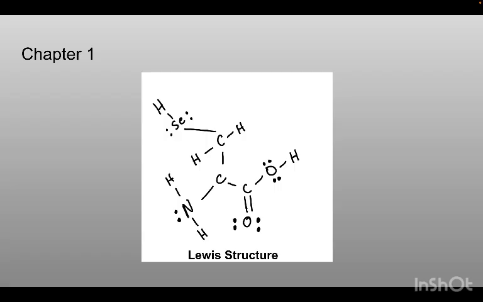So we have the Lewis structure for this, which is drawn out. The Se has lone pairs. The N has a lone pair. The C double bond O has lone pairs. And this OH has two lone pairs.